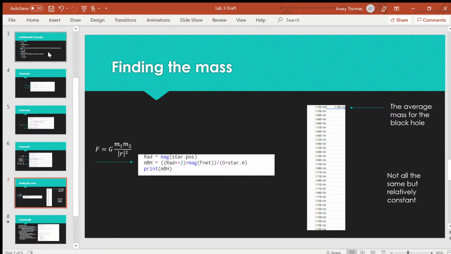Now it's time to calculate the mass. Using a rearranged gravitational force equation, we could calculate the mass because we knew the net force and the displacement for any given location along the orbit, in addition to our set gravitational constant and mass of the star. This ended up giving slightly inconsistent values of mass for each location, but this was simply because we could not use exact calculations for the net force and displacement. The values were all similar, and when I averaged them out, I found the mass of the black hole to be 1.7 times 10 to the 34th kilograms.